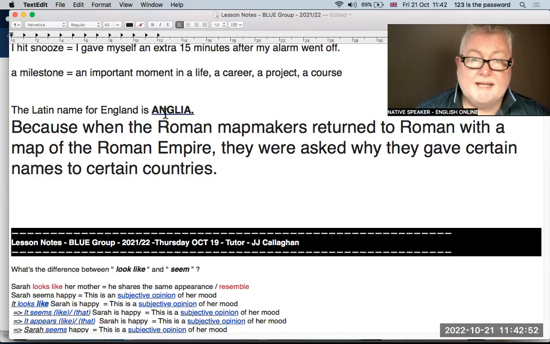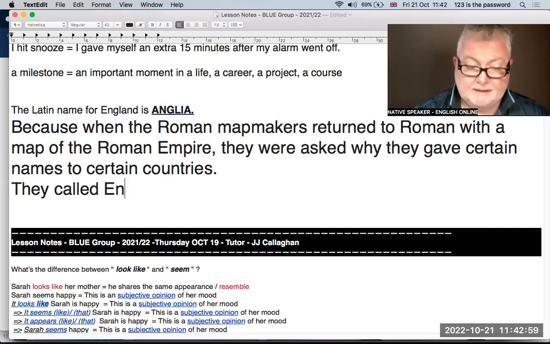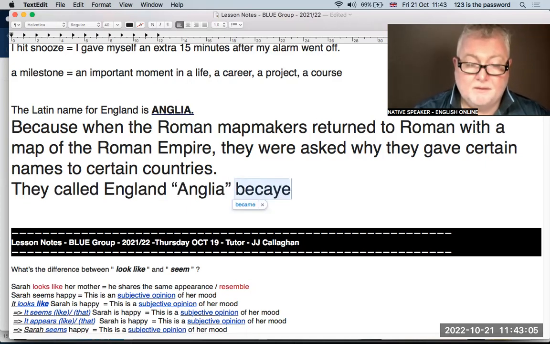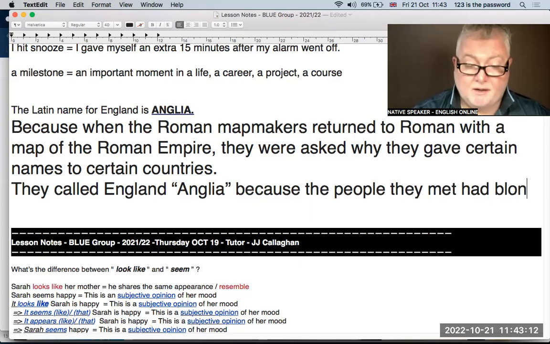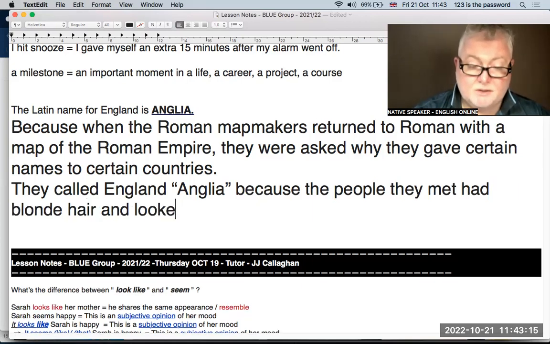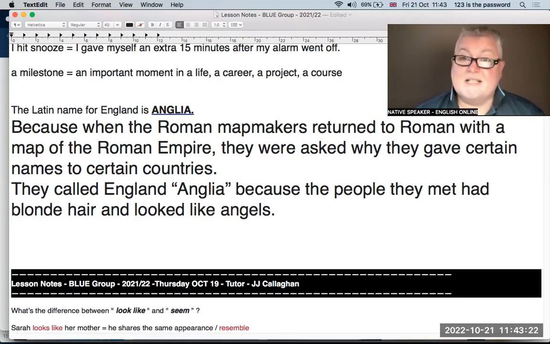And you know why they said Anglia for England? They called England Anglia because the people they met had blonde hair and looked like angels. That's how Anglia gets its name.